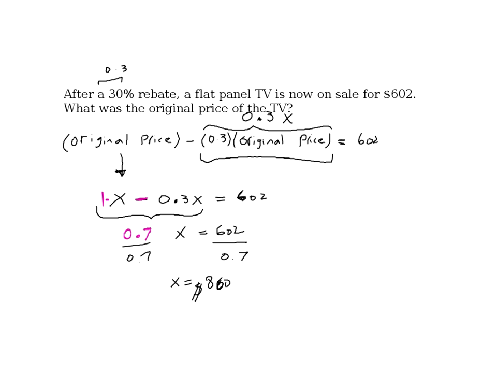Again, it says after a 30% rebate, a flat panel TV is now on sale for $602. What was the original price of the TV? So the original price minus the markdown, in this case 30% of X. You see the X appears in more than one place, and then you solve for X. Let me know when you're done, Jared, so I can go over a few more problems, and then that'll be it for today.